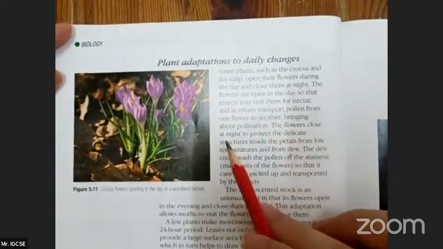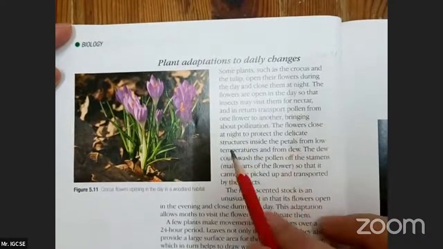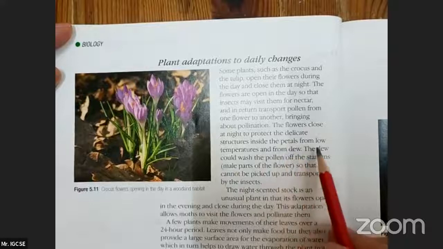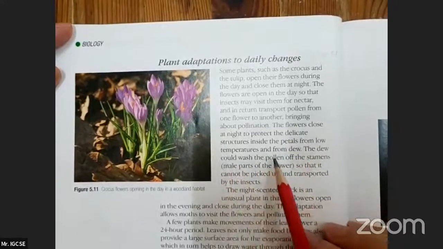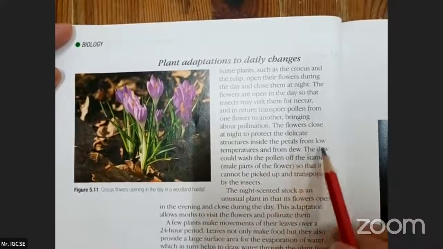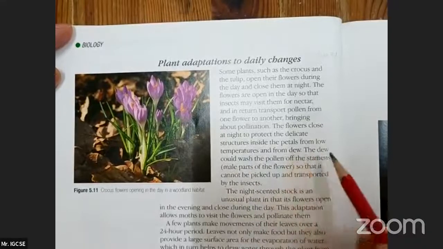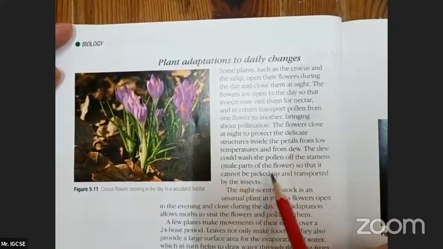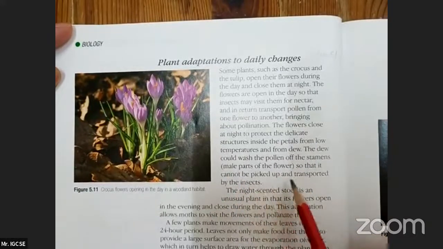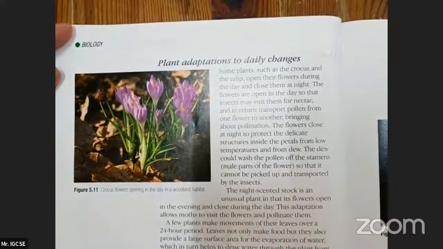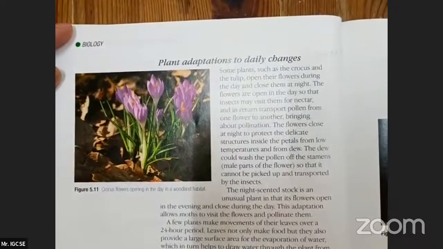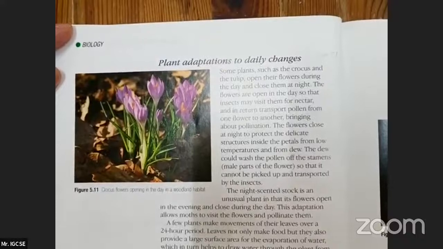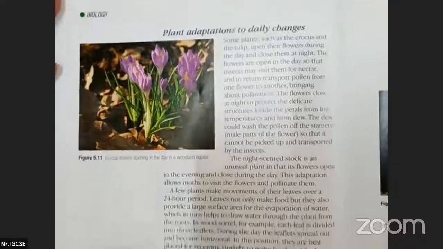The flower closes at night to protect the delicate structure inside the petals from low temperature and from dew. The dew could wash the pollen off the stamen, the male part of the flower, so that it cannot be picked up and transported by the insect. Okay, this is the way they protect, right? Because the water will wash down the pollen, so they think, oh, I close at night.